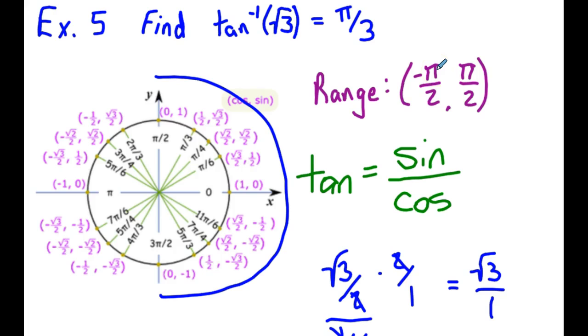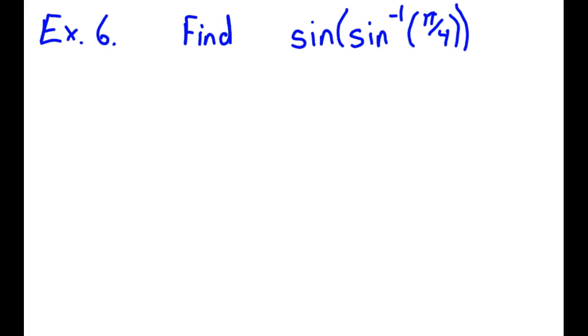In this last example, we're taking the compositions of a trig function. We have the sine of the inverse sine of pi over 4. Whenever you're taking the sine of the inverse sine, it's always going to simplify down to whatever your value is on the inside. In this case, it's going to simplify down to pi over 4. So the sine and its inverse simplify out. We're just left with what remains on the inside.